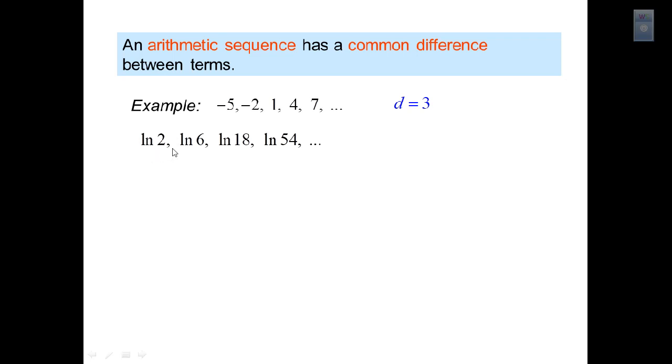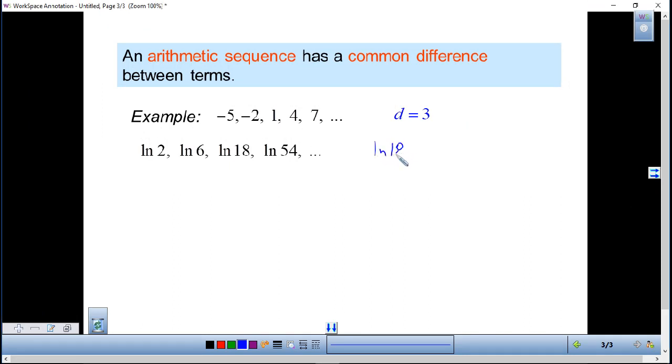Now, if we had the natural log of 2, natural log of 6, natural log of 18, natural log of 54, we can still calculate this the same way. We're going to do one term minus the one behind it. So, for instance, let's do the natural log of 18 minus the natural log of 6. Well, remember your log properties: if we are subtracting two log expressions with the common base, we can make that into a quotient. So 18 divided by 6 gives you the natural log of 3. So that is your common difference in this case, the natural log of 3.